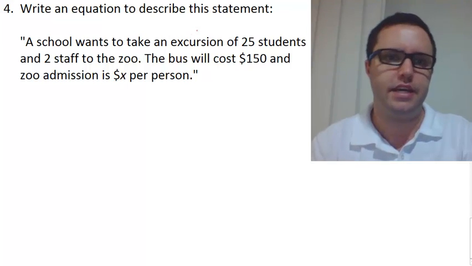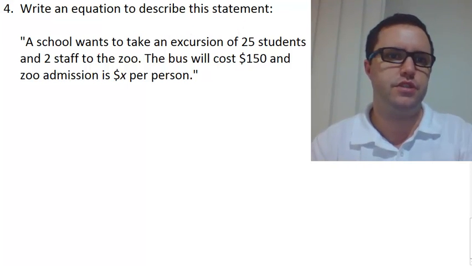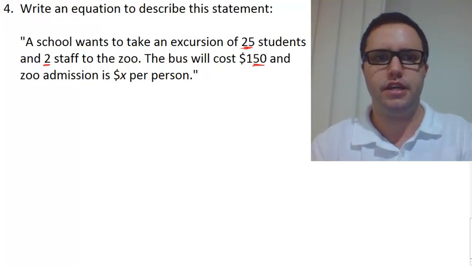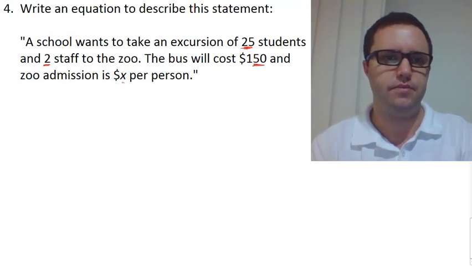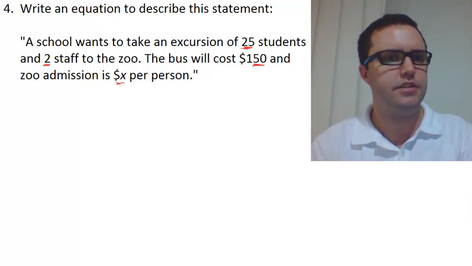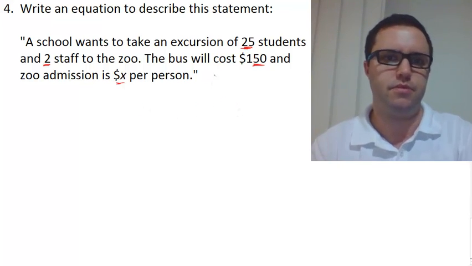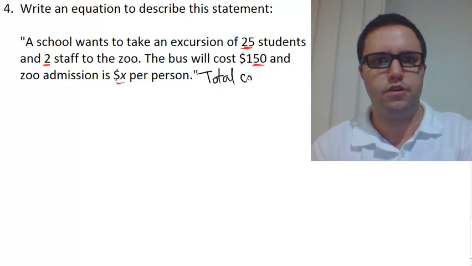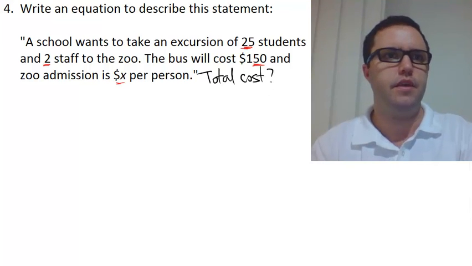A school wants to take an excursion of 25 students and 2 staff to the zoo. Here's a key idea: 25 students, 2 staff. The bus will cost $150, and the zoo admission is $8 per person. A good way to start this off would be to put a question here. What is the total cost? Okay, well, let's write a number sentence.